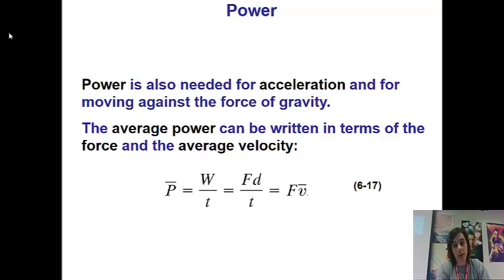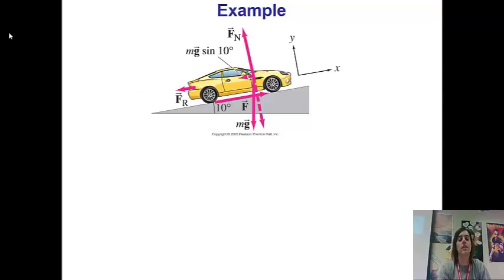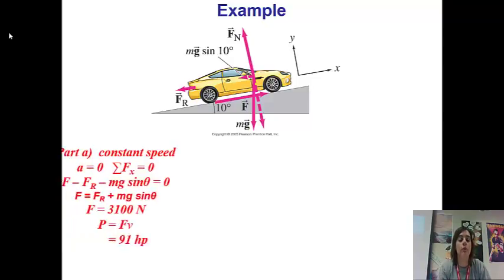Since we look at average power being work divided by time, and work is force times distance, we see the d over t, which is average velocity. So your power can also be found by taking the force times the average velocity. Okay, so here we've got an example of a car on an incline.